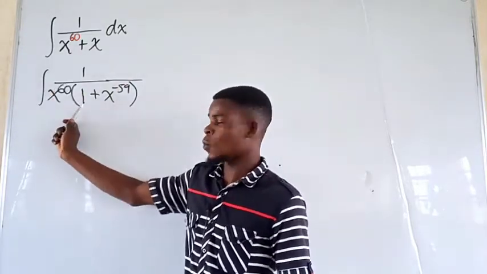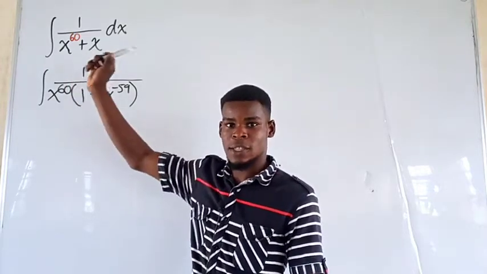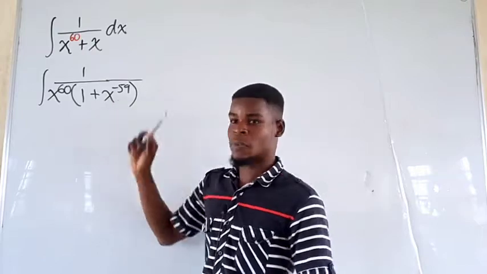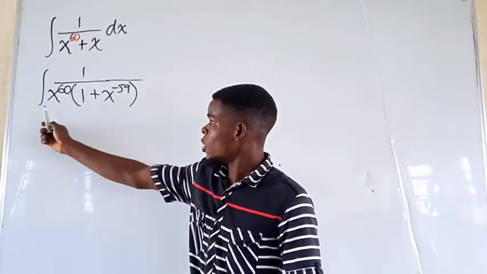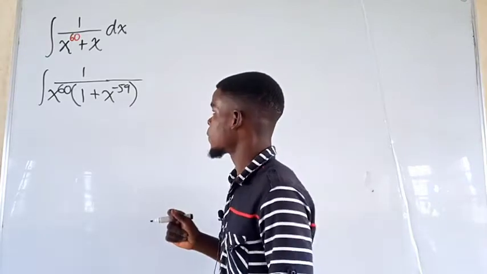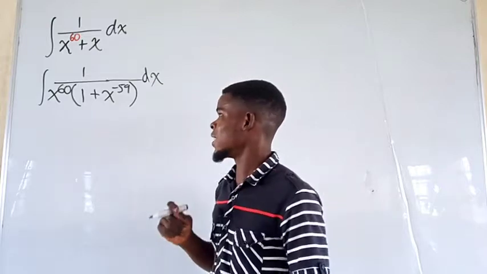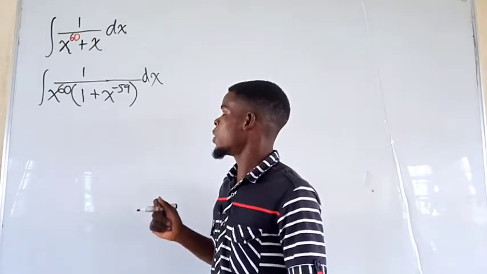When you factor out x to the power 60, this part will now be 1. And then this other part that was just a single x, that is x to the power 1, will now be x to the power negative 59, so that if you multiply it, you get back what we had originally. Okay, great. Let me just put down the dx like this. Don't ever forget that.